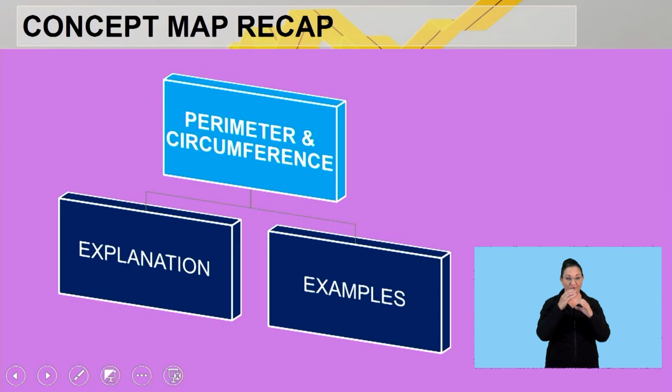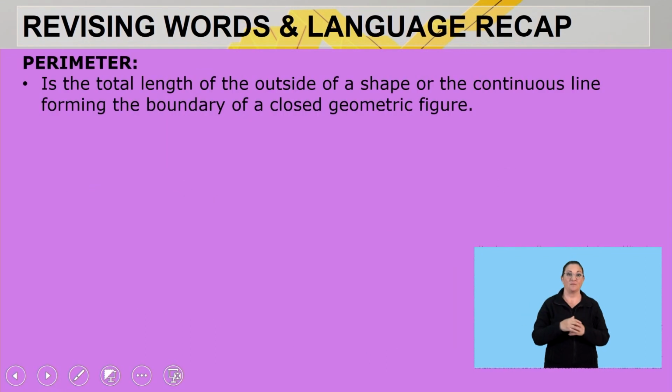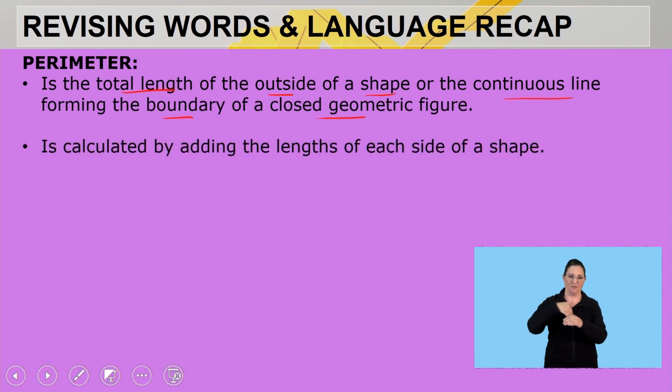Let us wrap up today's lesson. Okay, so today's lesson, as I've indicated, the focus is perimeter and circumference. Then we looked at some important terminology and language, and we said that perimeter is the total length of the outside of a shape or the continuous line forming the boundary of a closed geometric figure. We also indicated that perimeter is calculated by adding the lengths of each side of a shape.